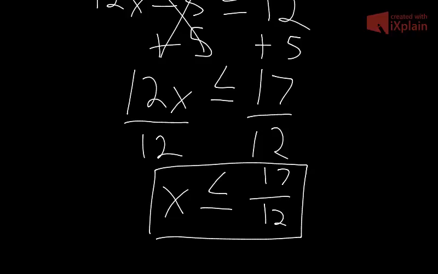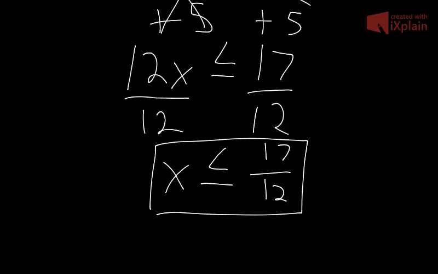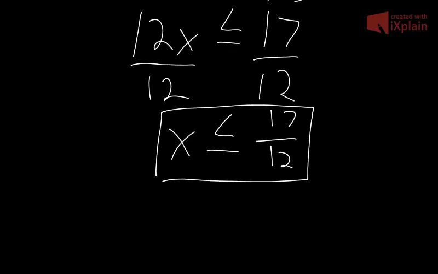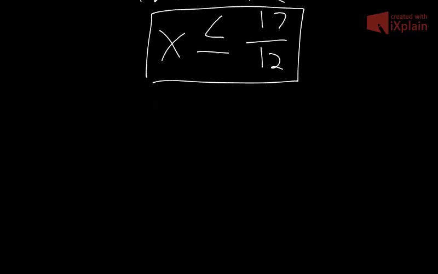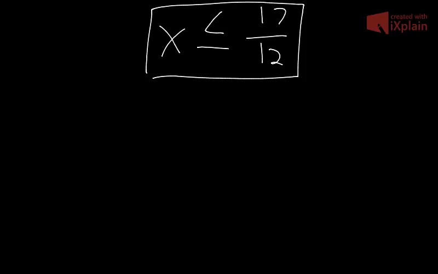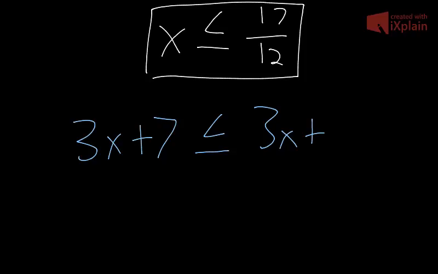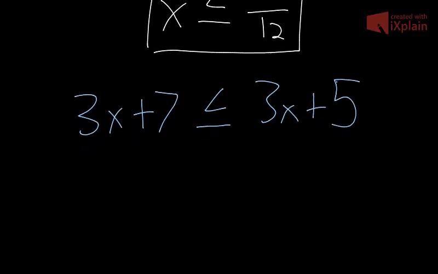So that's not too bad, I hope. And we're going to try one more thing real quick, which is going to be the kind of strangest type of question we'll see here. So if I have 3x plus 7 is less than or equal to 3x plus, let me make sure I get this right, 5. There we go. Don't want it to happen like last problem.